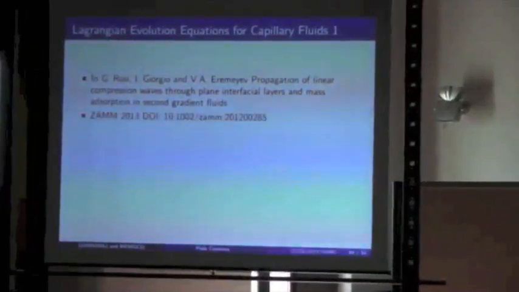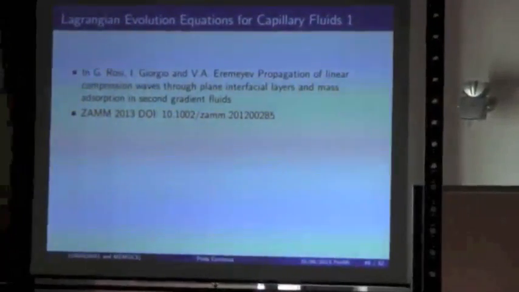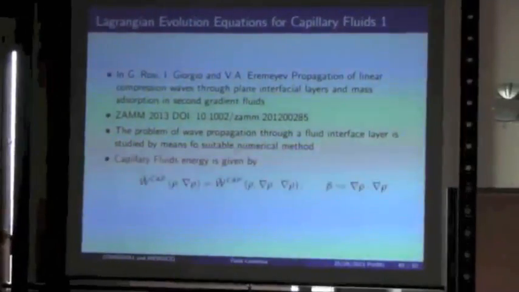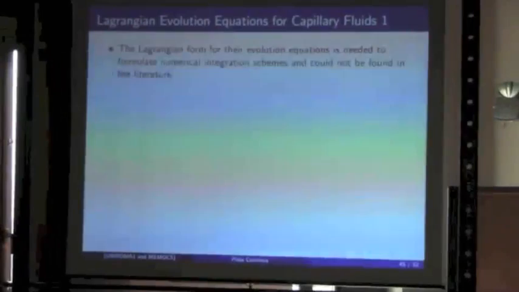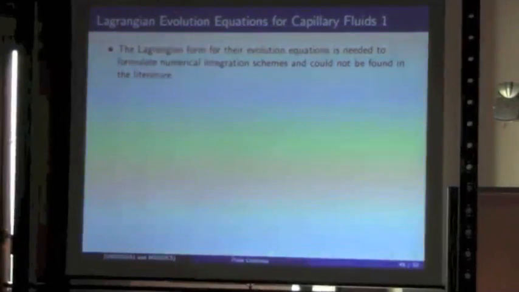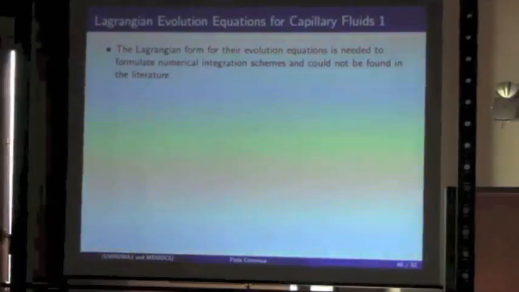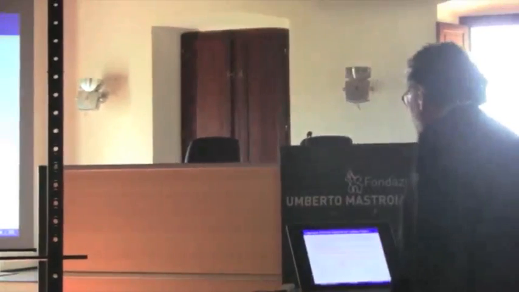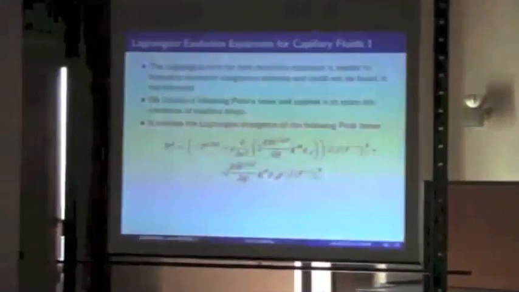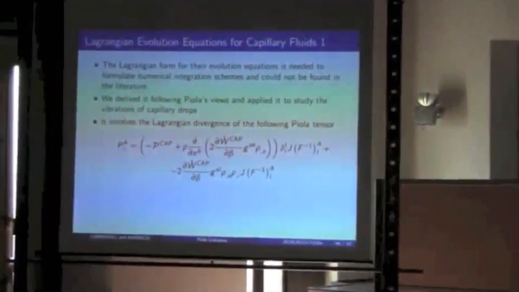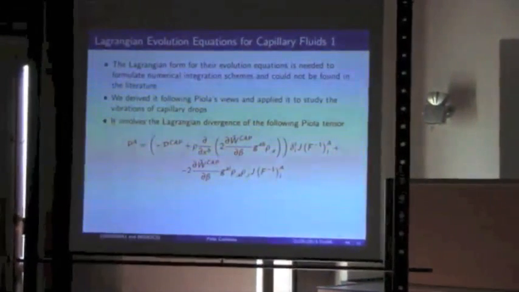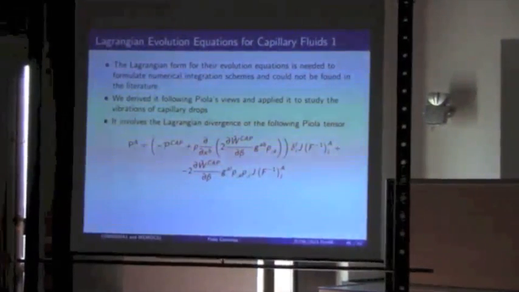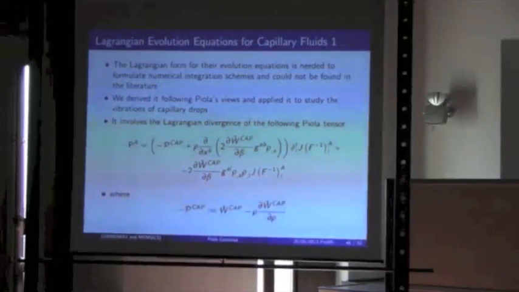Okay, so in this paper by Giuseppe Rosi, Ivan Giorgio, and Victor Eremeyev, they studied second gradient capillary fluids. They wrote the Lagrangian form. They described fluid dynamics in Lagrange description. And this was very powerful. And they got this, the Piola tensor for this kind of fluids. By the way, this was studied carefully by Pierre Seppecher in Marseille. So this equation he found with different methods.